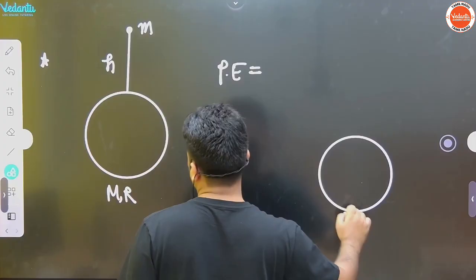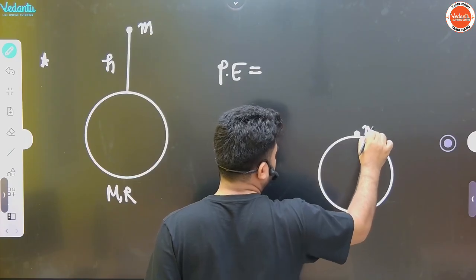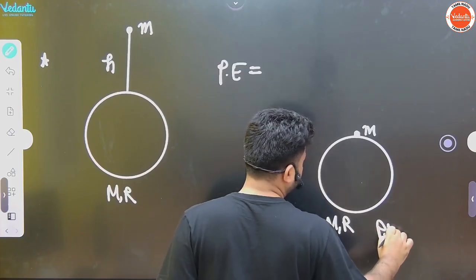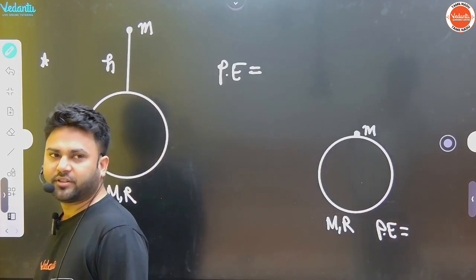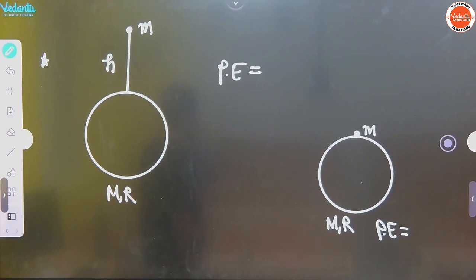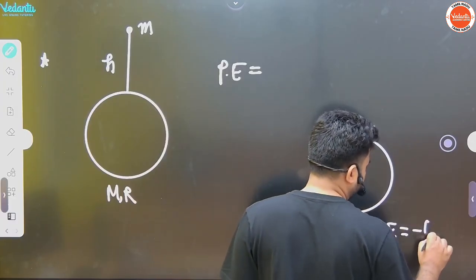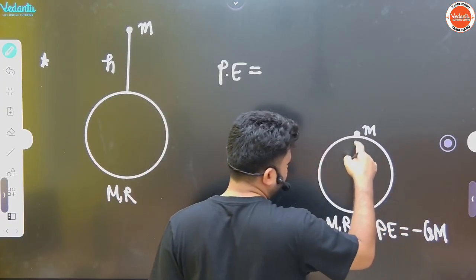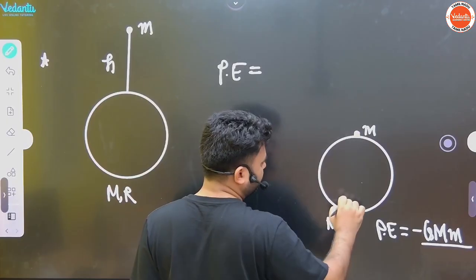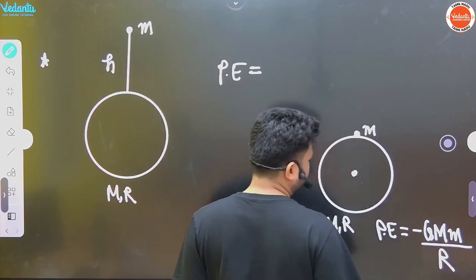Two questions. Okay, mass was here and this is the earth. Here you have to tell what is the potential energy. Tell. Direct formula, no? See, potential energy here will be minus G M m, smaller mass is m, by the distance between them. Distance between them is what? The center of the earth is here. Distance between them is capital R. This is the potential energy.